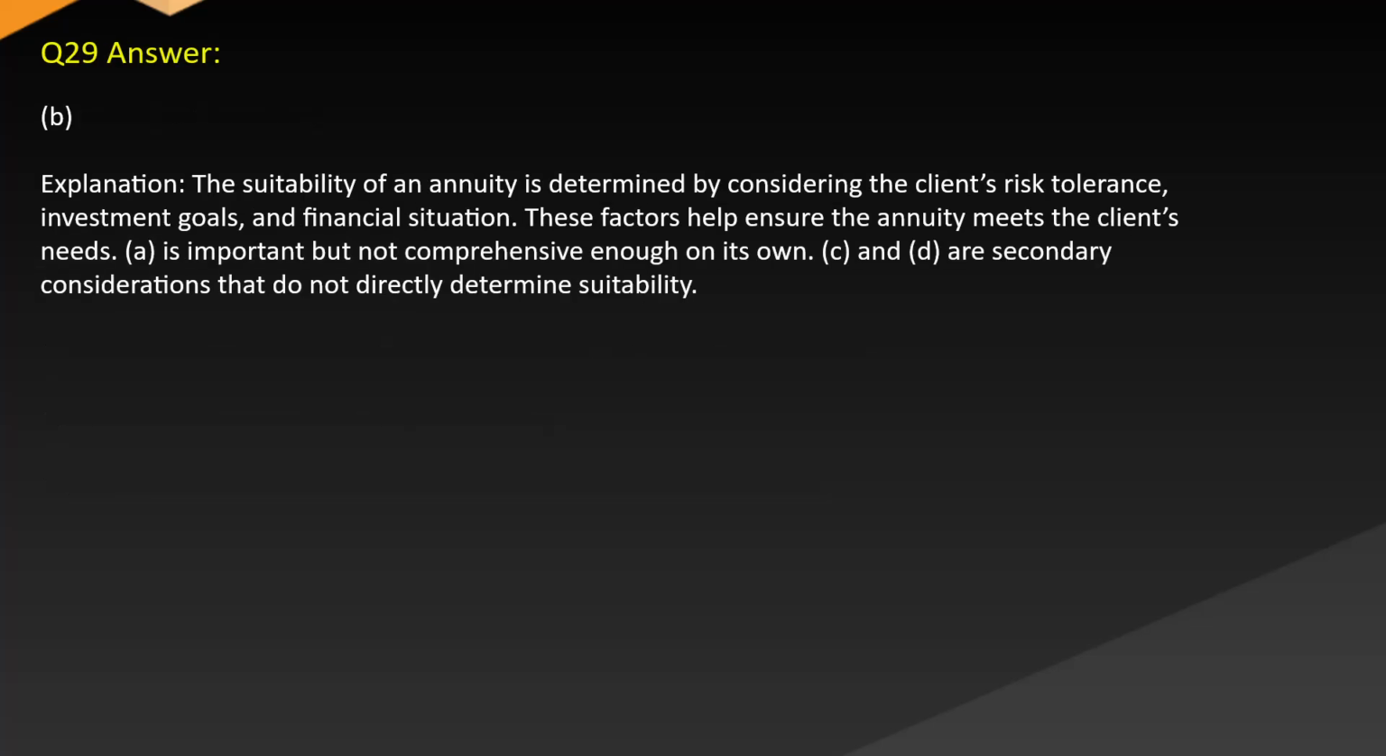Answer B. Explanation. The suitability of an annuity is determined by considering the client's risk tolerance, investment goals, and financial situation. These factors help ensure the annuity meets the client's needs. A is important but not comprehensive enough on its own. C and D are secondary considerations that do not directly determine suitability.